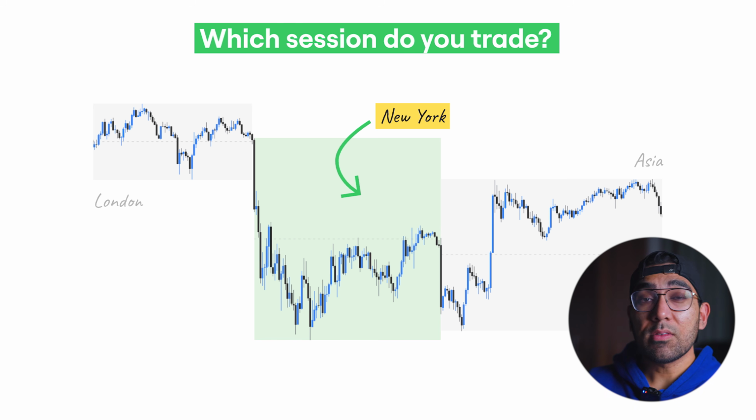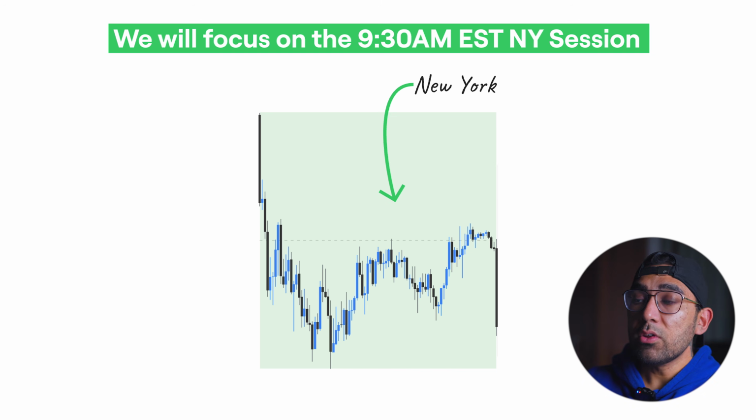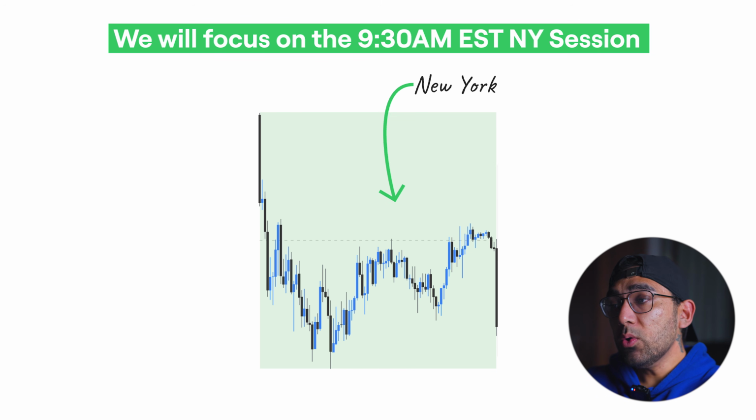Now, when it comes to deciding what session you trade, you have 3 sessions in the trading day. You've got the London session, the New York session, or the Asia session. And these are the 3 major sessions that you're going to be looking for when it comes to trading futures or whatever it is. The main session that we're going to be focusing on is the New York session. The New York session opens at 9:30 a.m. Eastern Standard Time. And the reason that we focus on the New York session is because this session has the most volatility and liquidity.